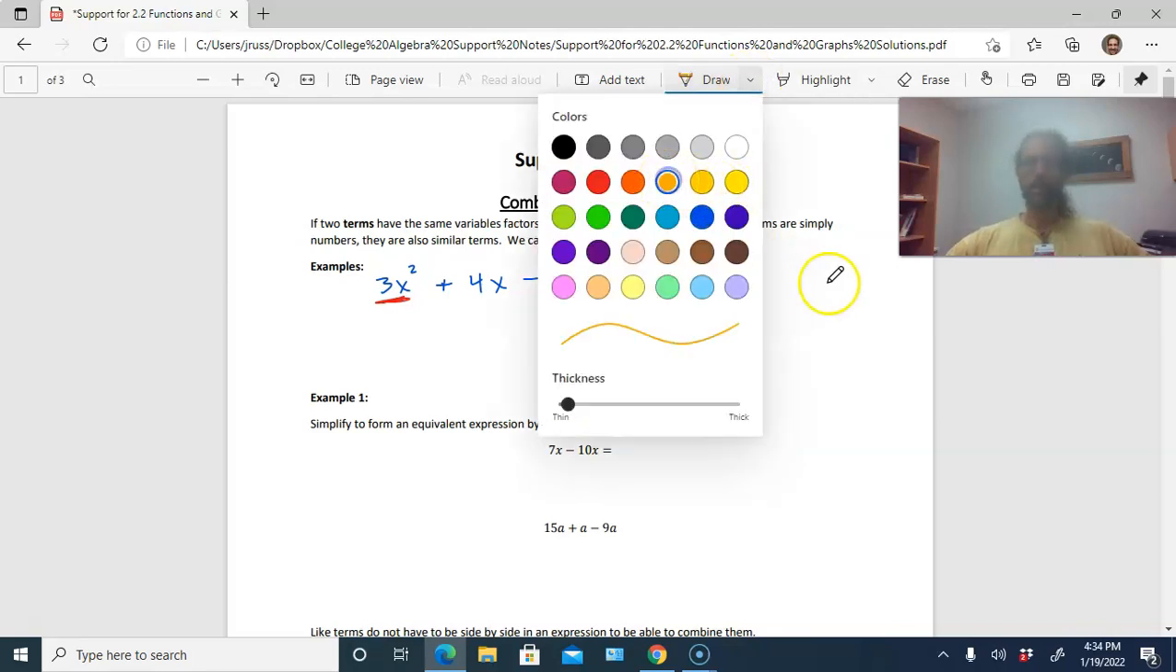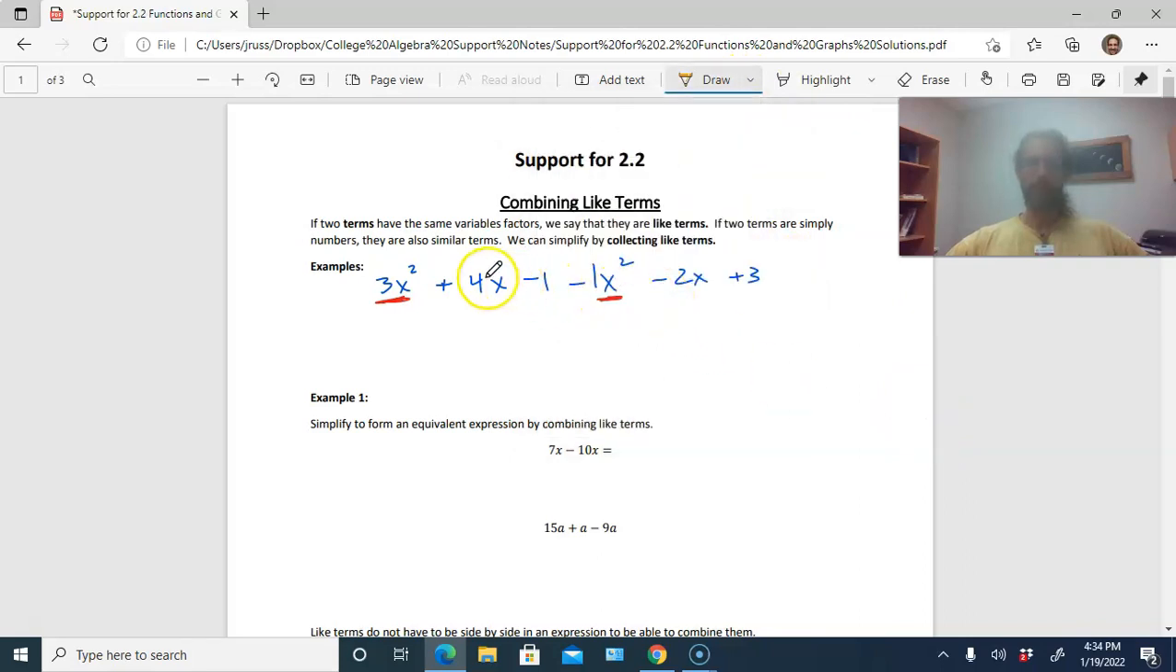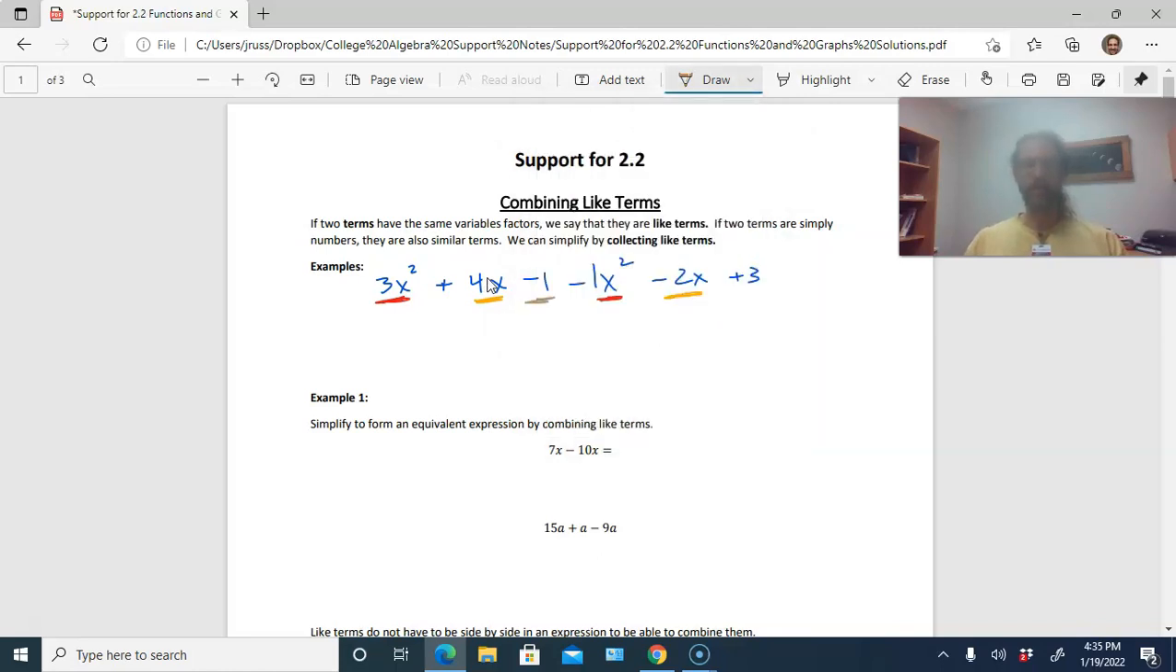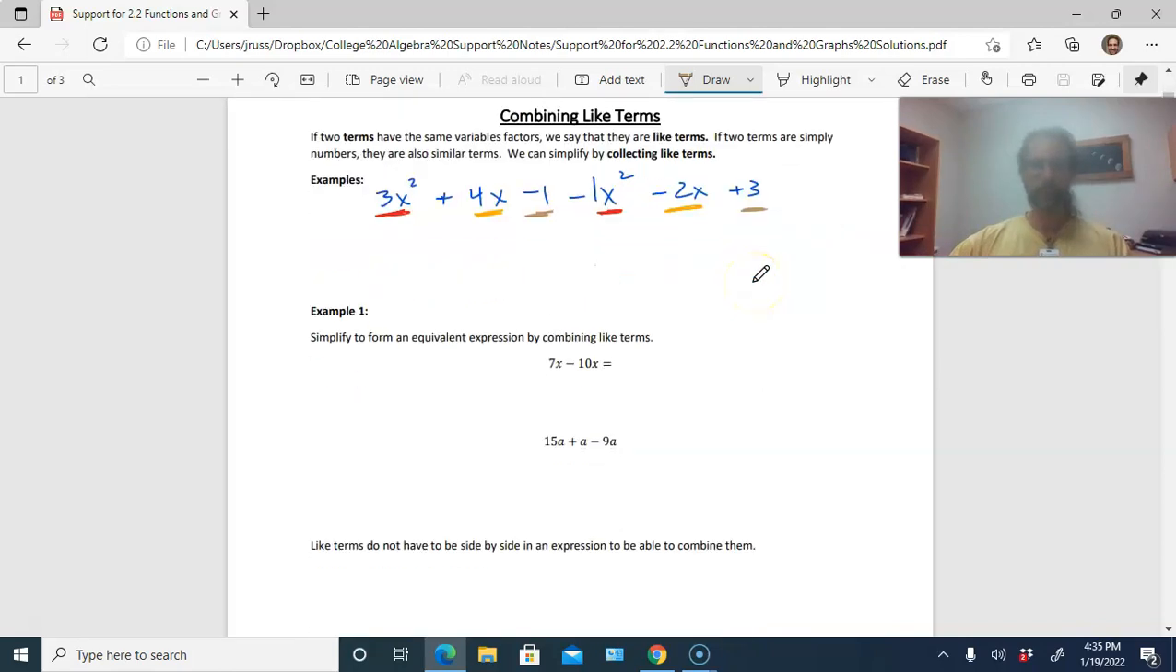Some of my other like terms here are going to be the 4x and the negative 2x. Those are like terms because they each have exactly 1 factor of x. And then finally, I have what we call 2 constant terms, the negative 1 and the positive 3. These are like terms as well. They're both just constants. The other terms are called variable terms. So what we want to do is combine our like terms. That's how we simplify these algebraic expressions.